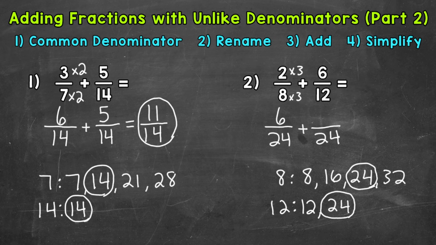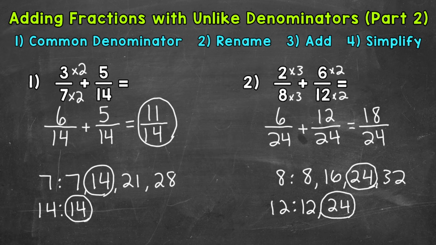Now let's do 6/12. Well, we know 12 times 2 is 24. Let's do that same thing to the numerator to keep this equivalent. 6 times 2 is 12. So now we have our renamed fractions with that common denominator of 24. So we can add. 6 plus 12 is 18. Keep the denominator of 24 in our answer. So we get 18/24. Now that is the correct answer, but it can be simplified.